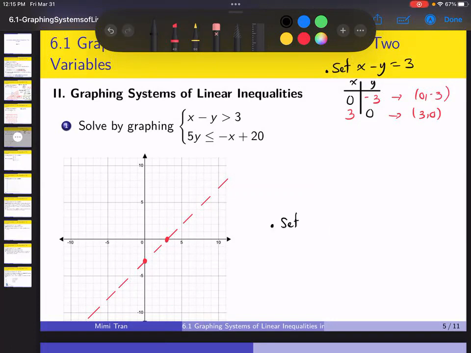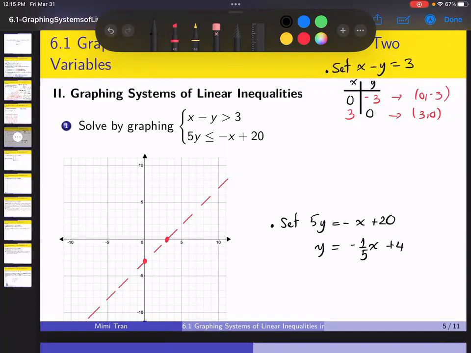Next, I'm going to set 5y equal to -x plus 20. You notice y is almost solved for. Go ahead and solve for it. y equals -1/5 x plus 4. Divide both sides by 5, right? You don't have to, it's just me doing my thing. Everybody has their own way of doing this. You can do a t-table like you did above.